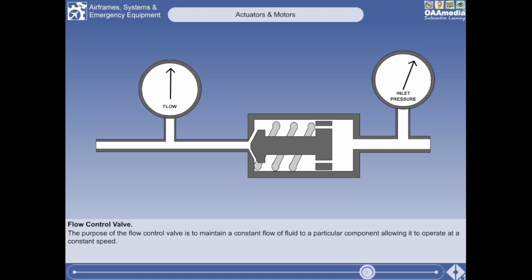The opposite will happen if the pressure reduces. The spring will push the piston to the right, the valve will open, allowing an increased flow. Thus, for variations in inlet pressure, the flow rate through the valve will remain constant.